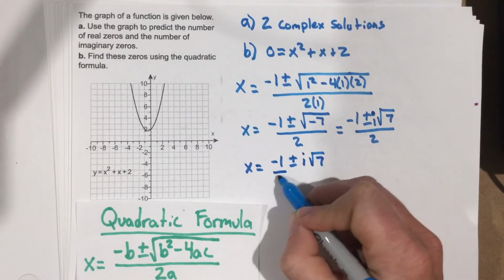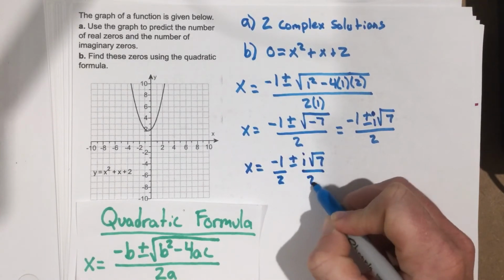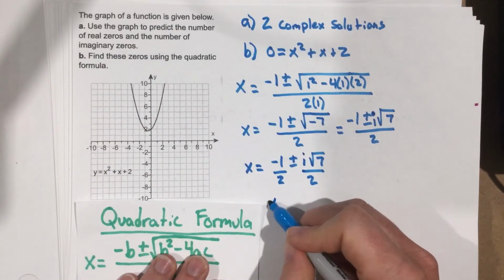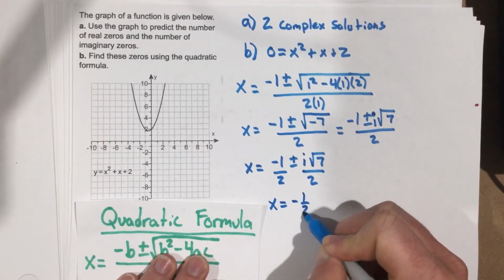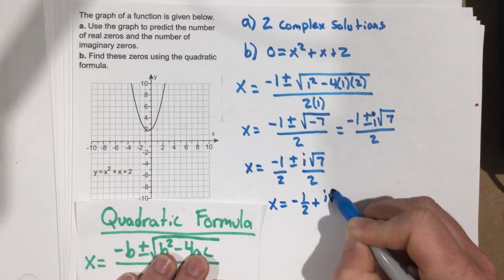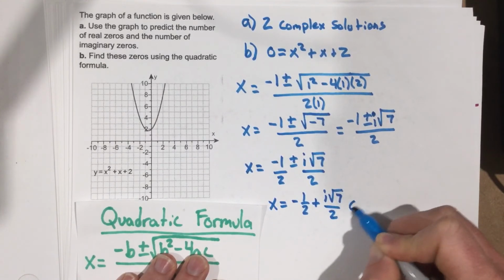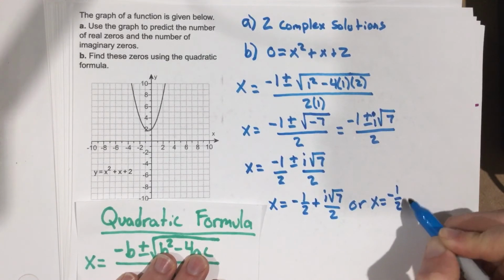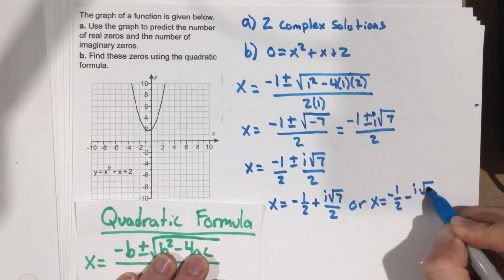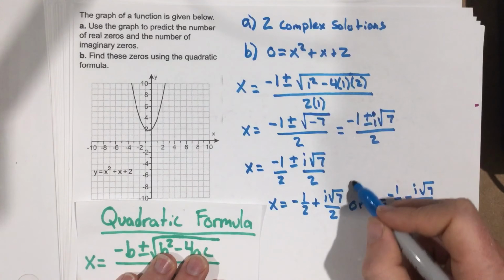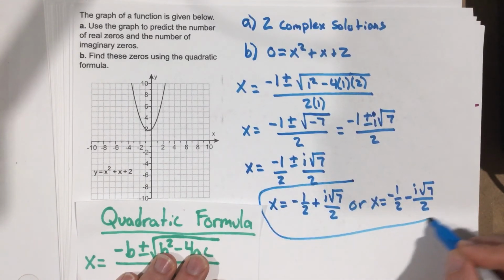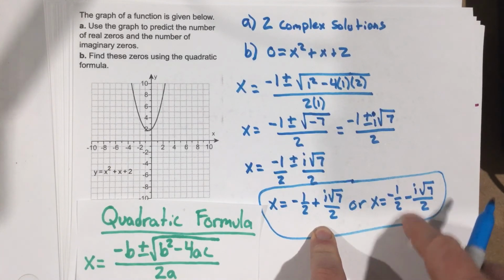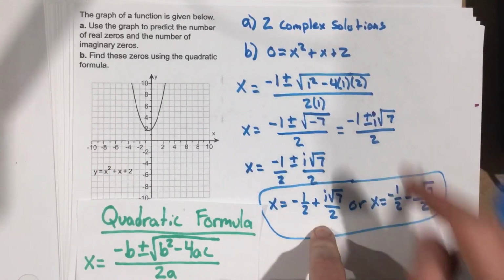We're going to split the denominator of the 2 to the 1 and there. And finally, we're going to write that into two solutions. So x equals negative 1/2 plus i root 7 over 2, or x equals negative 1/2 minus i root 7 over 2. And these are the solutions to this problem. And as you can see, we end up with two complex solutions, which we predicted above.